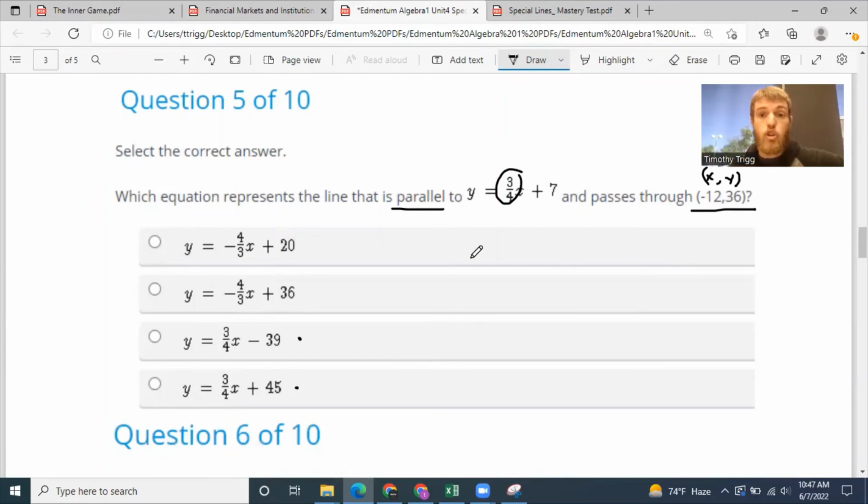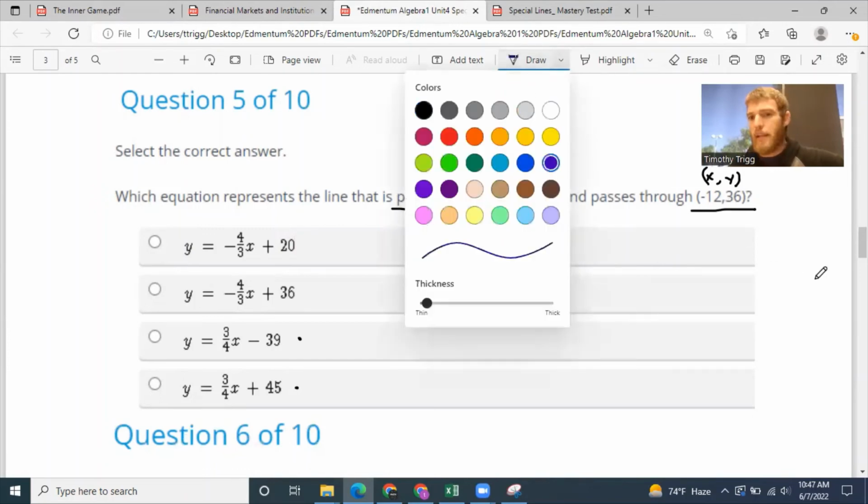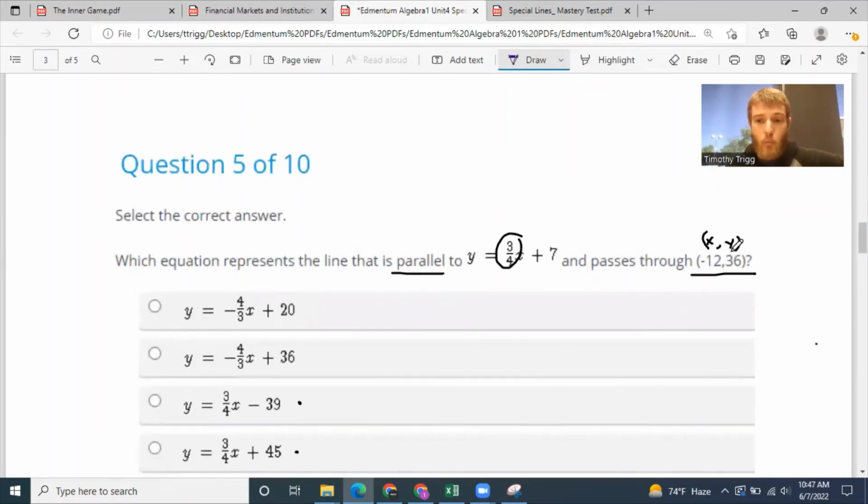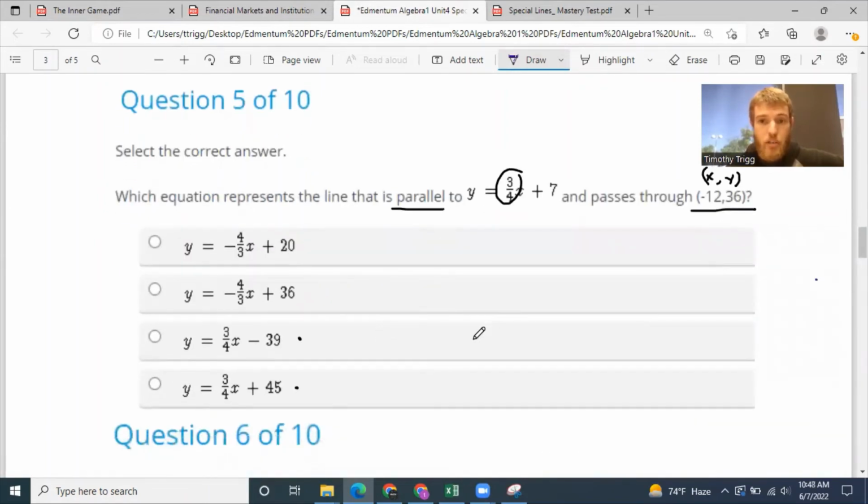Now the correct equation should produce a true statement, like 5 equals 5, not a false statement like 5 equals 20 or something. Okay, so let's see. It's one of these two answer choices. I want to see which one would produce a true statement with this coordinate point. So I'm going to replace x with -12, y with 36. I'm going to try this first equation here. So 36, I'm replacing y with 36. 3/4 times x is -12, and then minus 39. I'm hoping that this gives me 36 here.